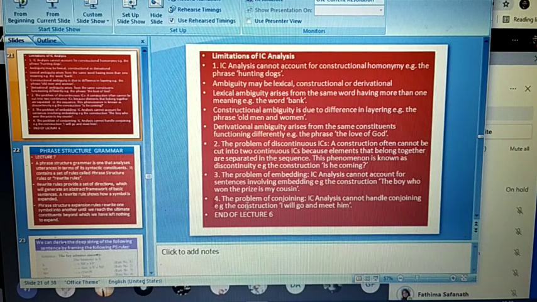Have you understood? Now the second limitation: ambiguity. There are different kinds of ambiguity. What do you mean by ambiguity? Ambiguity is, of course, multiple meaning. I will explain that with another example.